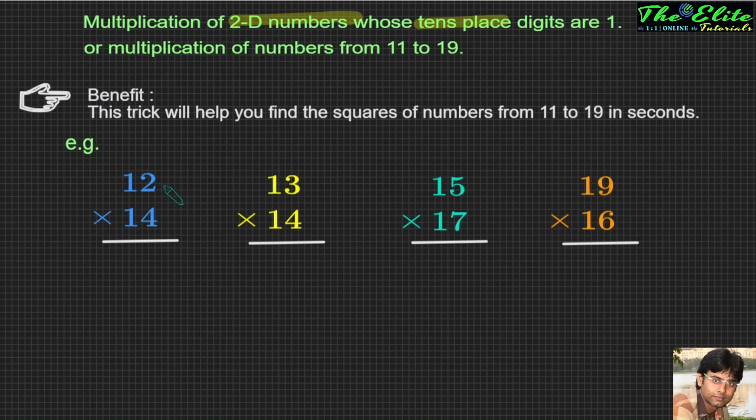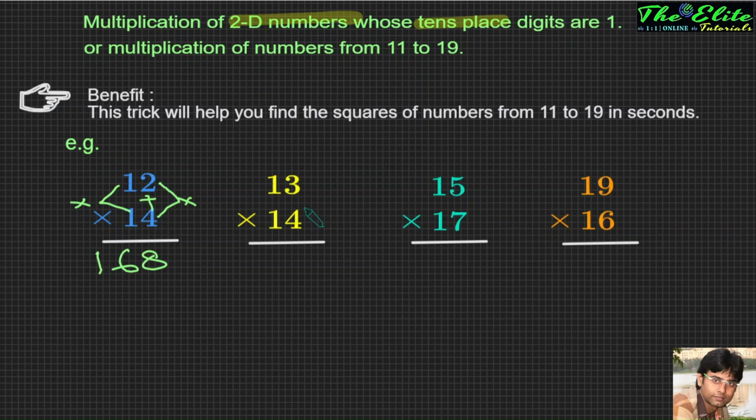See, the method is like this. Just pay attention. You will multiply these ones place digits. Okay, 2 times 4 will give you how much? You will write 8. Now you can add these two ones place digits and write it just next to that. And finally the tens place digits will also get multiplied and written down here.